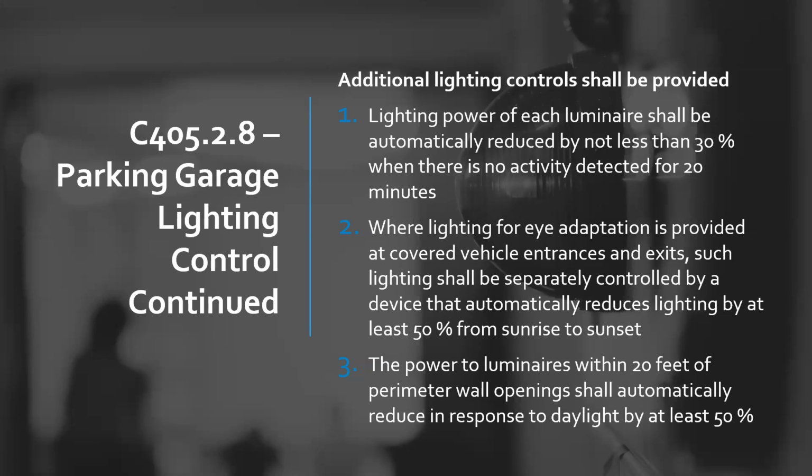So if you've got an open area parking garage and the outside perimeter has openings to the outside for ventilation control as well as for lighting, those lights that are within 20 feet of that perimeter wall shall also be automatically reducing the lighting by 50%. Again, that can be half of them going off or reducing the lighting power altogether.